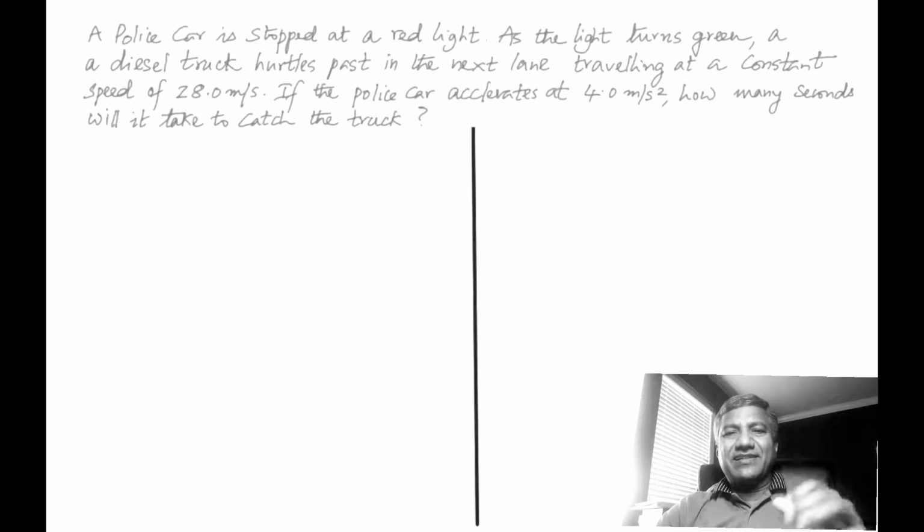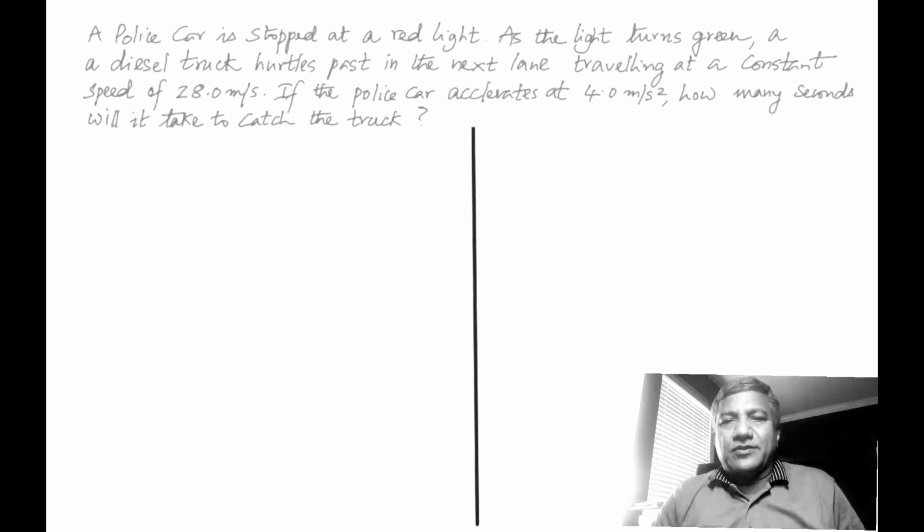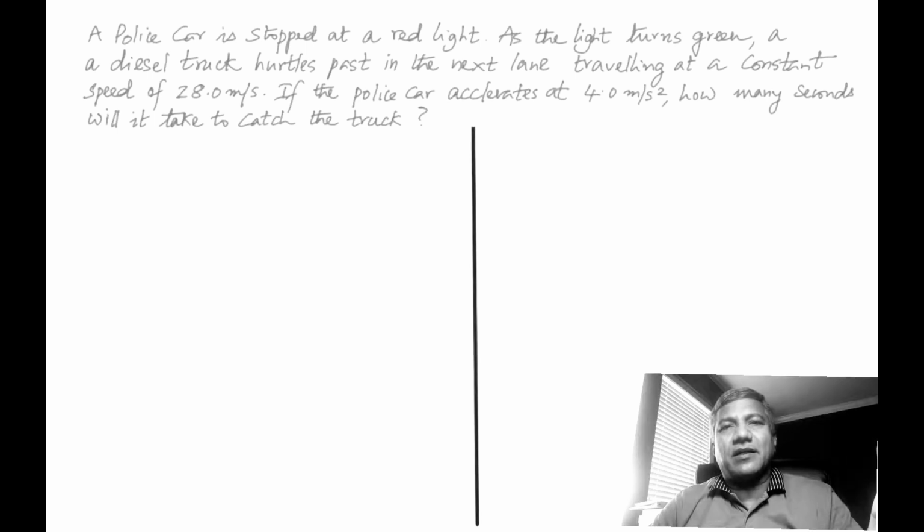Afternoon. Here is a question that I love to do because many students misunderstand the question and make a mistake. A police car is stopped at a red light. As the light turns green, a diesel truck hurtles past in the next lane, traveling at a constant speed of 28 meters per second. If the police car accelerates at 4 meters per second squared, how many seconds will it take to catch the truck?